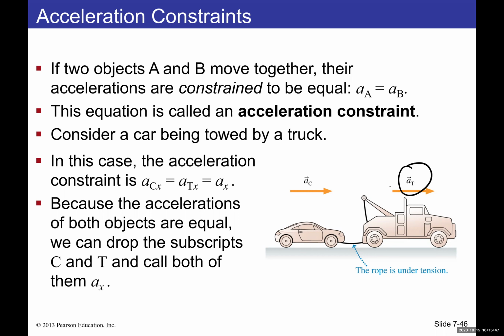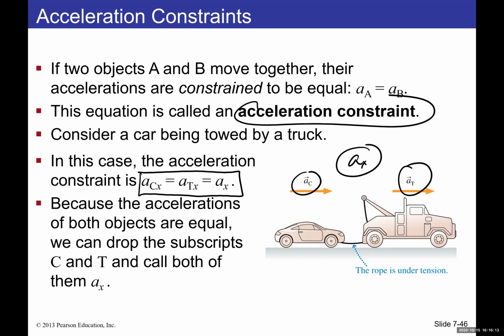Imagine if both of them start from rest and start speeding up, because the truck is connected to the car and towing the car, they always have the same speed at any instant. That means their accelerations are exactly the same. So the acceleration of the car is the same as the acceleration of the truck in the x direction. So we can say that the system has a horizontal acceleration a_x. This is known as the acceleration constraint, okay? That means if you have two objects connected by a rope and moving together, they will always have the same acceleration.